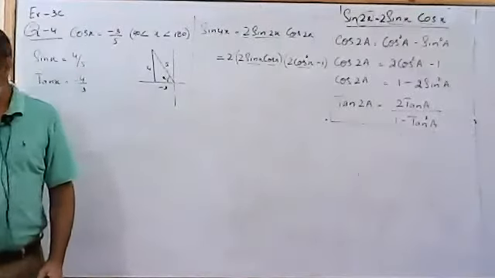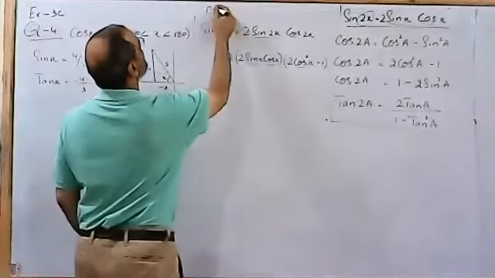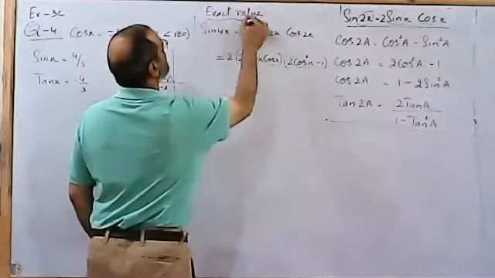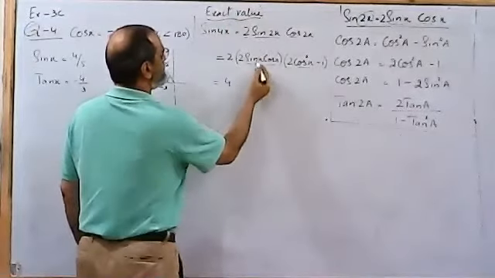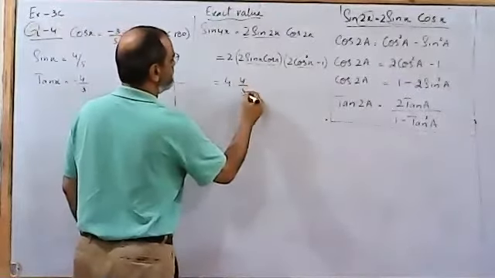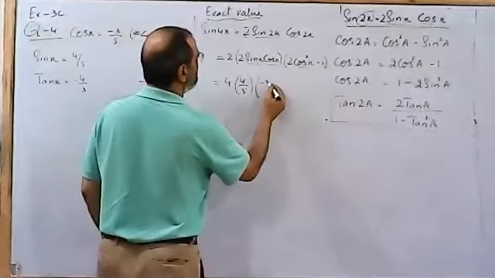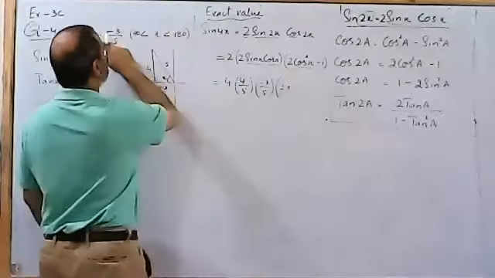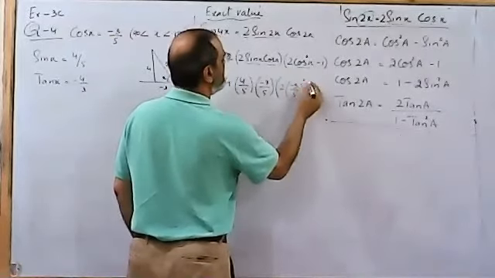But the question was to find the exact value. So I have 2 into 2, 4. Sine x is replaced by 4 by 5. Cos x is replaced by minus 3 by 5. 2 cos square means minus 3 by 5 square minus 1.